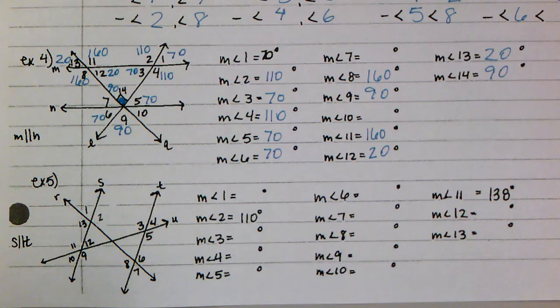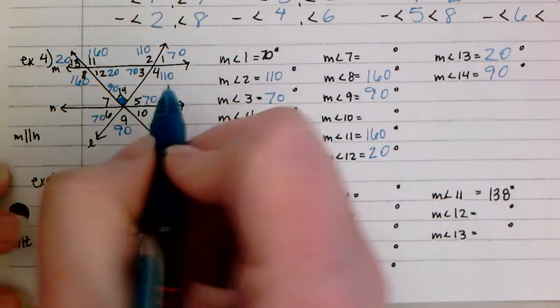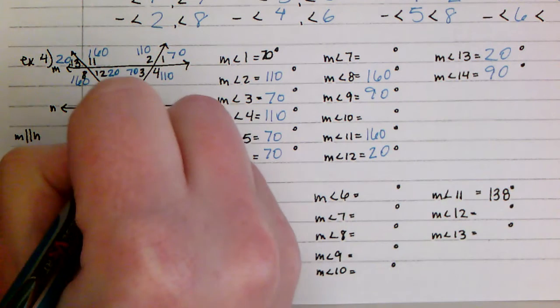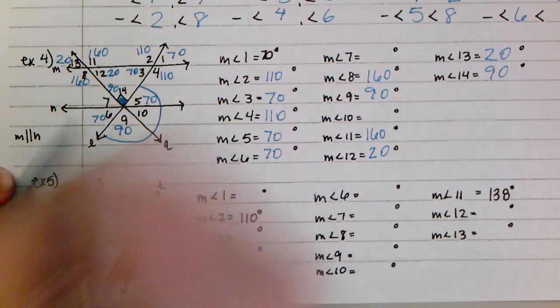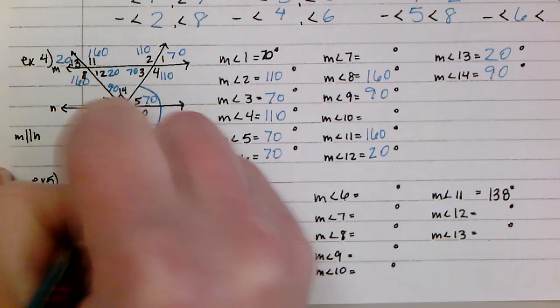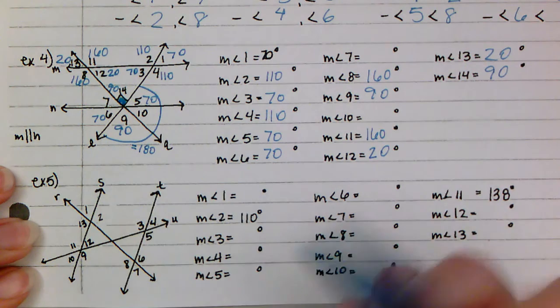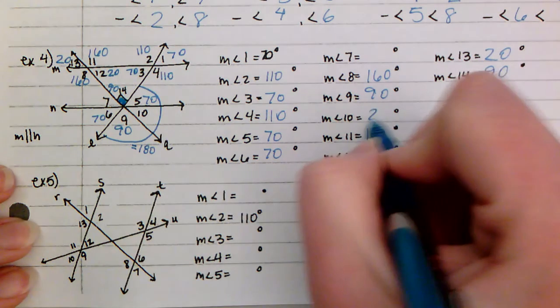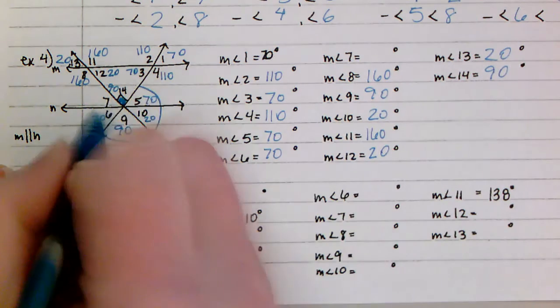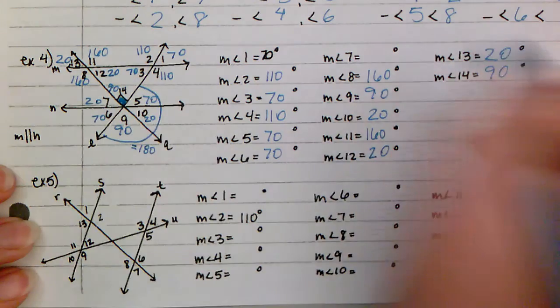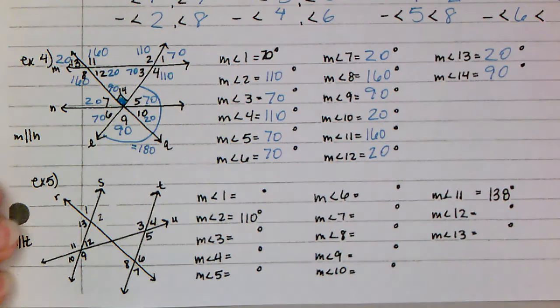So when we look at 7 and 10, one of the things I can do is I can go, okay, these 3 angles make a supplementary line. So if these 3 angles have to equal 180 degrees, well, 180 minus 70 minus 90 leaves 20 degrees. And then angle 7 is vertical to angle 10.